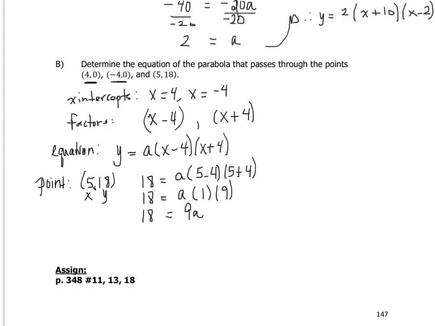And then if we want to solve for a, we want to divide out the 9. So we divide both sides of the equation by 9. And we again get a equals 2. So that means the equation is y equals 2 for a, and the two factors were x minus 4 and x plus 4. There's some questions there on page 348 of the text you can try.